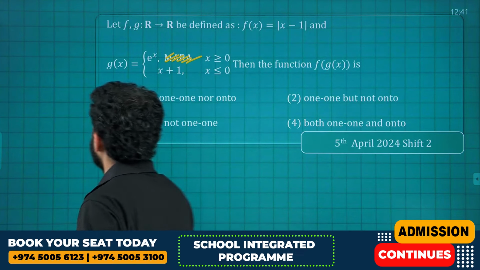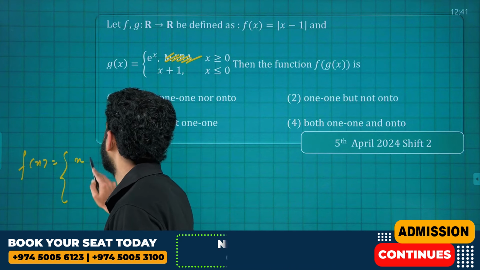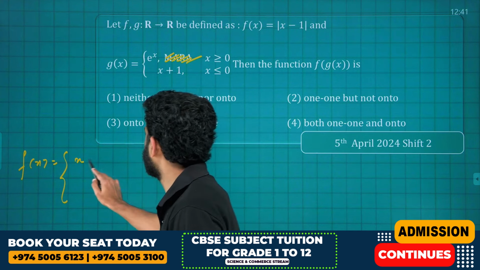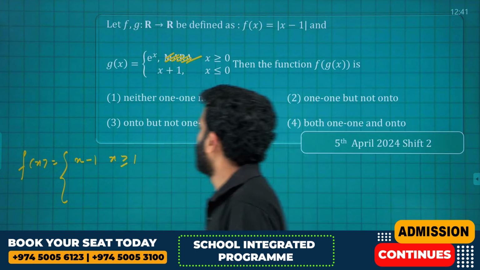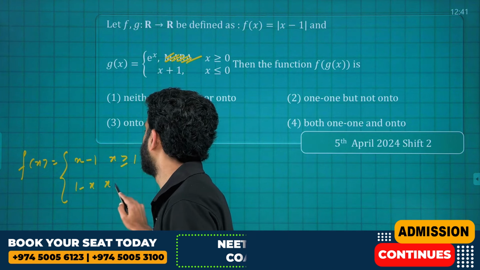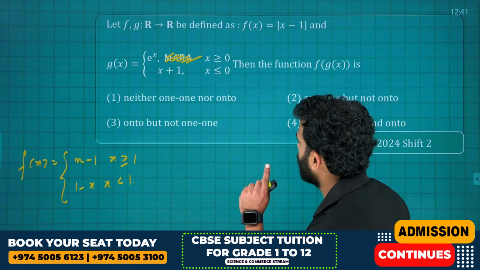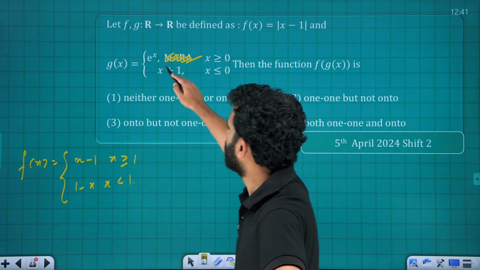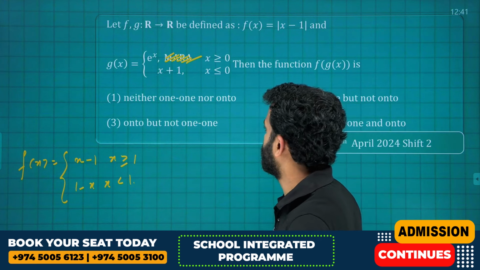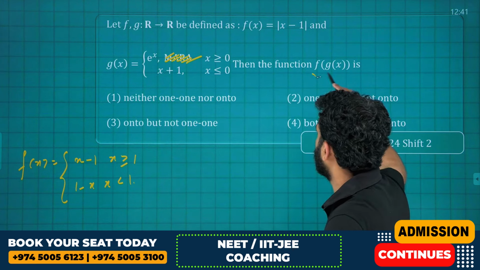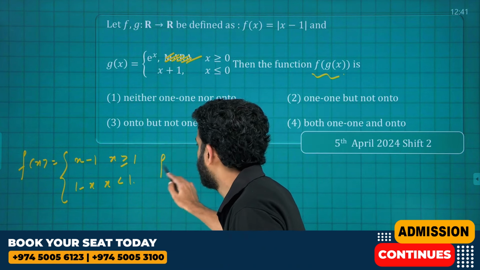So what is f of x? It will be x minus 1 when x is greater than or equal to 1, and it will be 1 minus x when x is less than 1. Next one, what is g of x? E raised to x when x is greater than or equal to 0 and x plus 1 when x is less than or equal to 0. Then the function f of g of x is. So let's substitute it first. What is f of g of x?